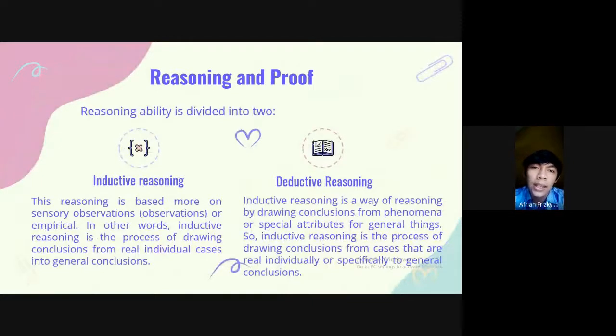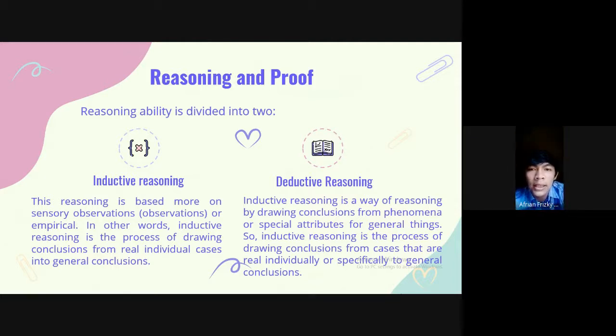And then the reasoning ability is divided into two kinds. The first is inductive reasoning and the second is deductive reasoning. For the first, inductive reasoning. Inductive reasoning is based more on sensory observation or empirical. In other words, inductive reasoning is the process of drawing conclusions from real individual cases into a general conclusion. So in inductive reasoning, the example is the generalization.